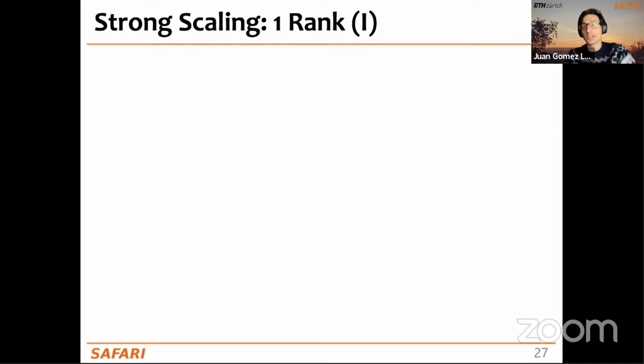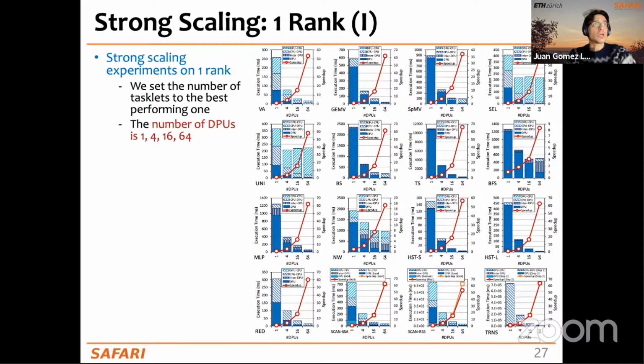Okay, so after having discussed the results for strong scaling experiments on a single DPU, let's talk about the strong scaling experiments on one rank. One rank meaning a number of DPUs between 1 and 64. So now we actually run experiments on 1, 4, 16, and 64 DPUs, all of them inside the same rank. And in each of the experiments, in each of the DPUs, we are using the best performing number of tasklets that we have obtained with the previous experiments.